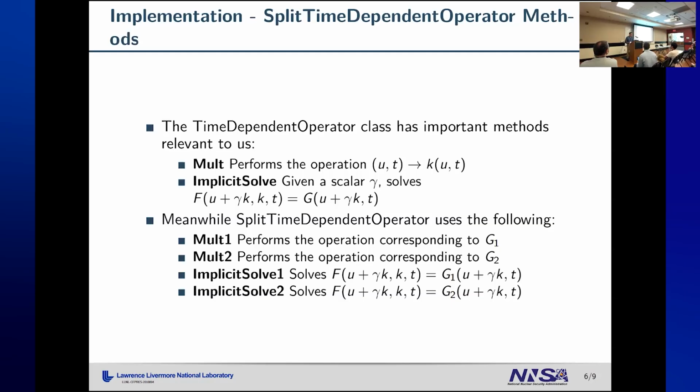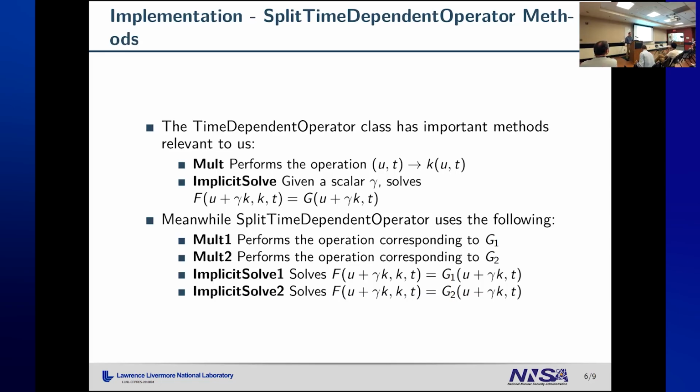Okay, so what are other ways in which it's different from just the time-dependent operator class? Well, time-dependent operator has two methods which are relevant to us. You have mult, which actually just performs the operation of the operator. And then you have implicit solve, which, if you have some scalar gamma, is going to solve the equation shown here for k.